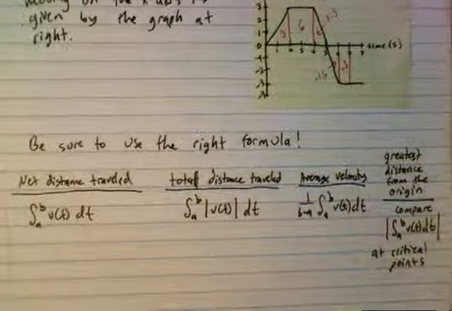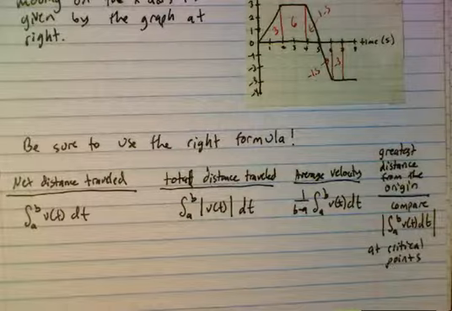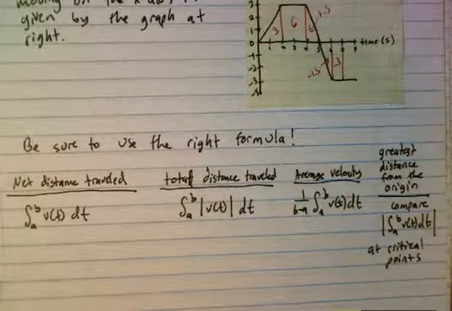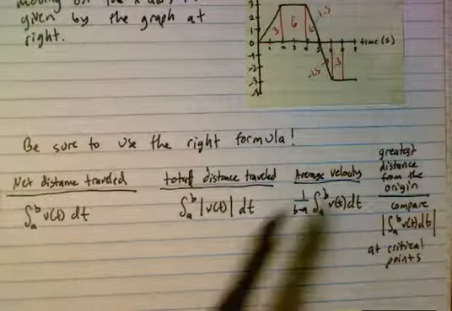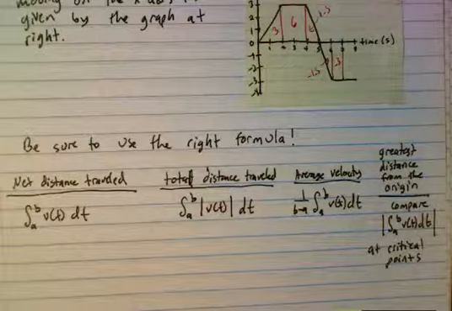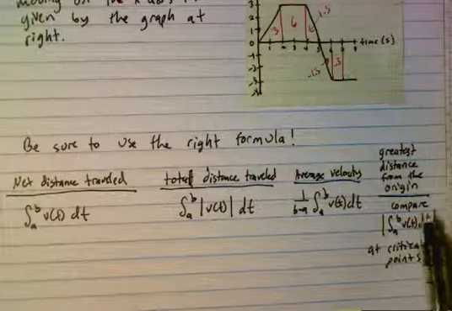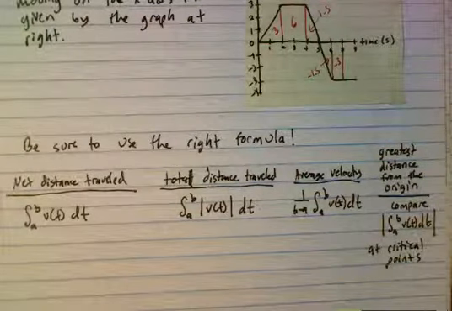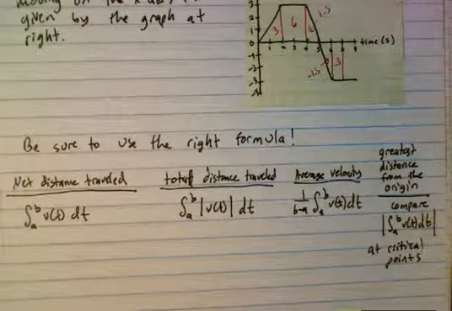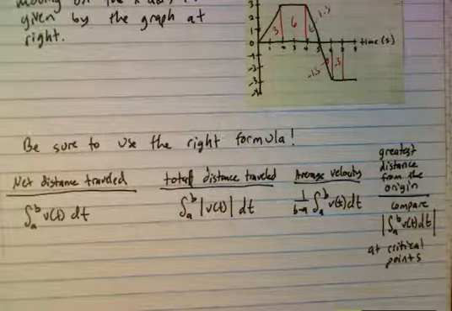Remember from previous lessons that there are formulas for what we call net distance traveled, total distance traveled, average velocity. And then a long time ago we did greatest distance from the origin. And these formulas look very similar and people get them very much confused. You have to make sure to pay attention to the keywords.